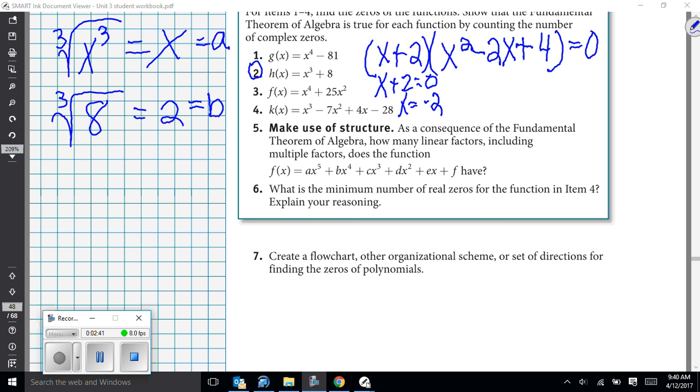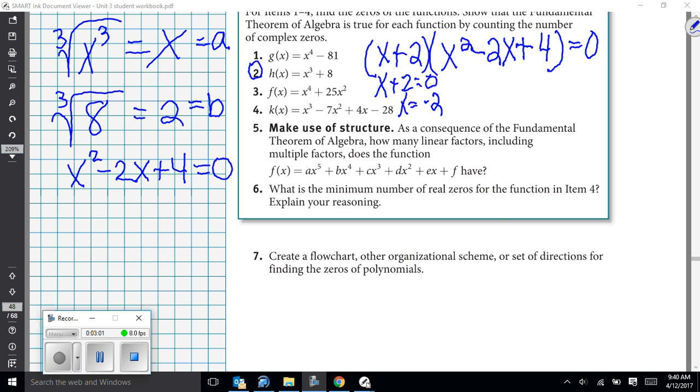So that's 1 root. That's a real root, right? Now here's a quadratic, so we're going to use the quadratic formula to find those 2 roots. Plus minus i. All right, so for this one, I'm going to do the work over on this side. So x squared minus 2x plus 4.